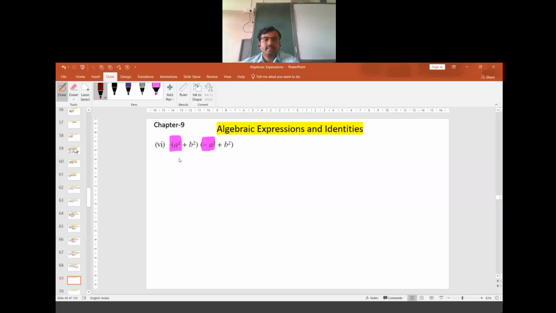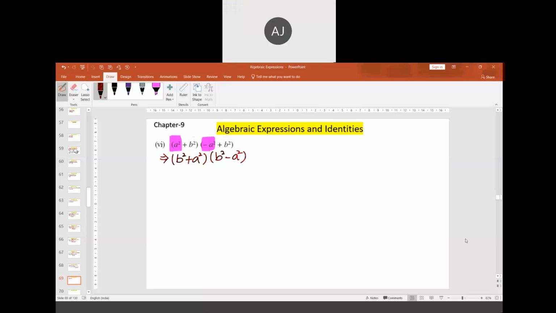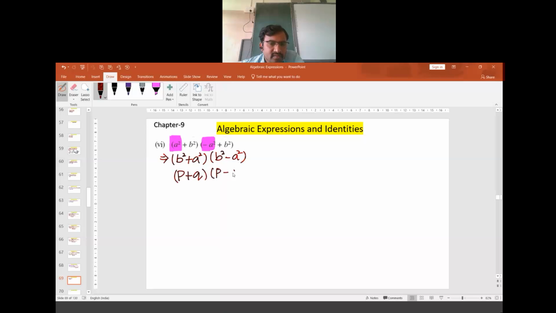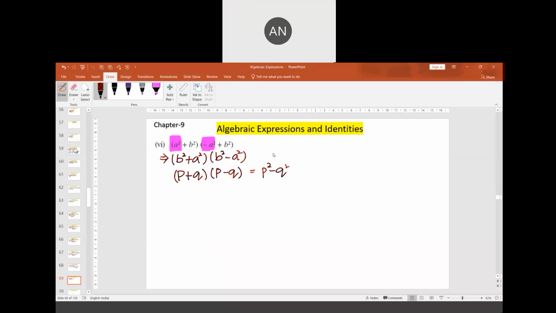Ajay is giving an idea. Can we use that? Suppose if I write this as (b square plus a square) multiplied by (b square minus a square), the question doesn't change. When the question is not changing, there is no problem. Now, which identity can be used? Suppose I use (p plus q) multiplied by (p minus q), we get p square minus q square.